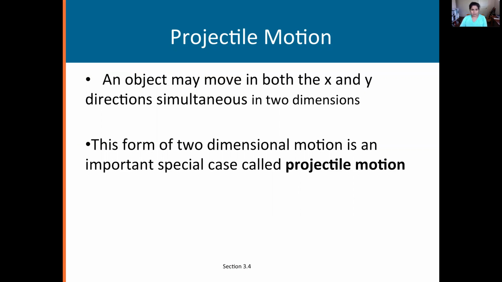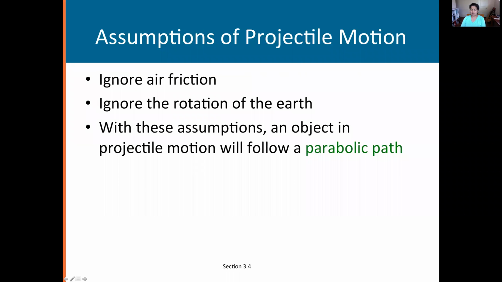So projectile motion: an object may move both in the X and Y direction simultaneously in 2 dimensions. Of this form of 2-dimensional motion, we're going to study a special case, which is projectile motion. Okay, so what constitutes projectile motion? We're going to say projectile motion always has a parabolic path because the only acceleration is the acceleration due to gravity. Okay, so once the object has been launched, it doesn't matter if you give it a certain initial velocity or not, or in which direction you give that initial velocity. Once there's no other force acting on it but gravity, it's going to follow a parabolic path.